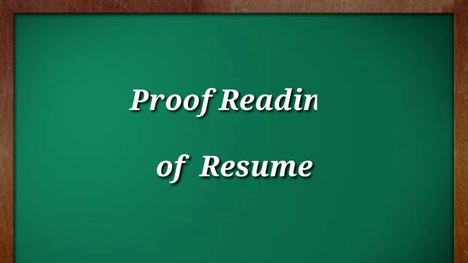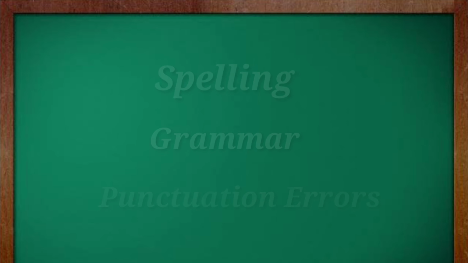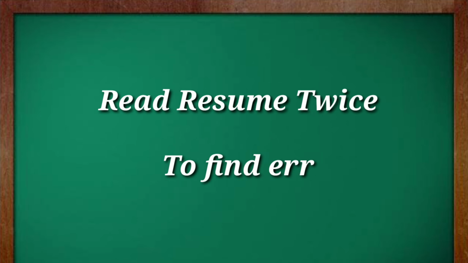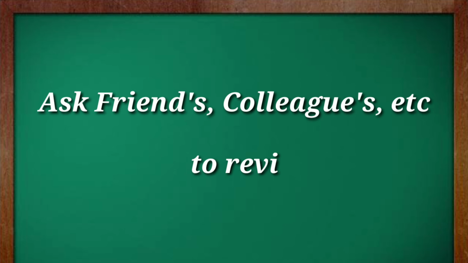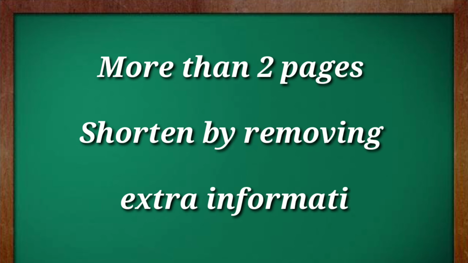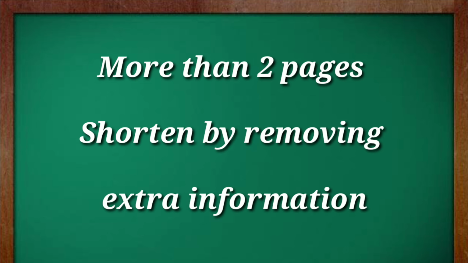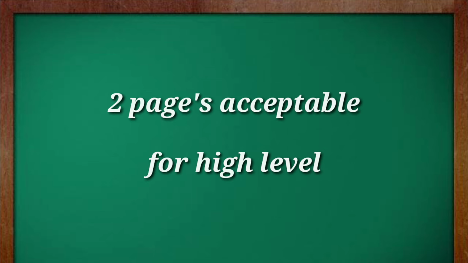The next step is proofreading your resume. You have to revise your resume for spelling, grammar, and punctuation errors. Reading your resume backward can help you identify errors easily. You can also ask your friends, colleagues, and family members to review your resume. If the resume is more than 2 pages, you have to shorten it by removing the extra information. 2 pages may be acceptable if you are applying for a high level position.